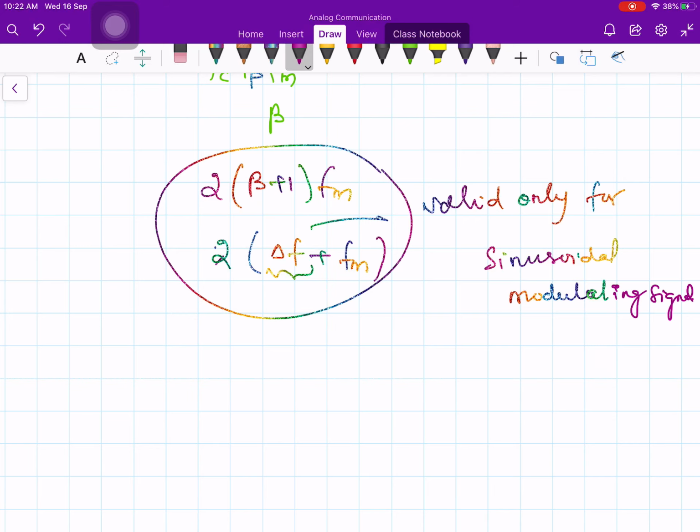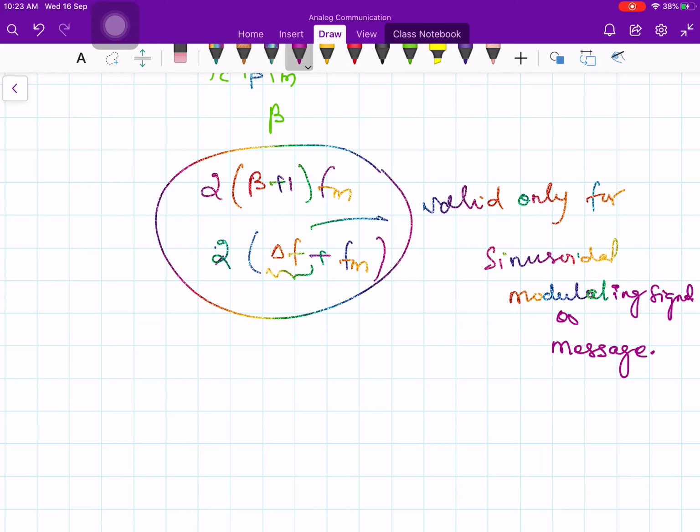Modulating signal means message signal. Either you can call it message signal or modulating signal. But in practice, we are anyway not going to use a sinusoidal signal as a modulating signal, right? We generally use a speech signal, music signal, voice signal. For more general signals, it is approximately possible to argue out the bandwidth of FM signal. So we can argue it in a similar manner.